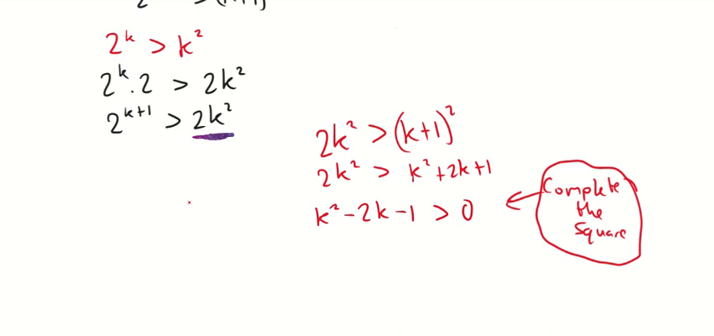So to complete the square, I'm going to take half of the value in front of the k, which is minus 2. Half of that will be minus 1, and square it, which will give me 1. And then I'm going to add and subtract that. So plus 1 and minus 1, and then there's still a minus 1 there as well. That's completing the square. If you're not sure how to do that, look it up, but that's basically what I just said. So that there then is the perfect square. It's k minus 1 squared.